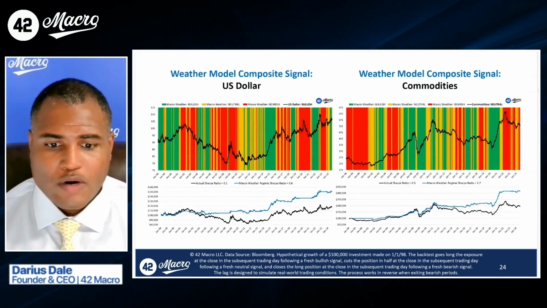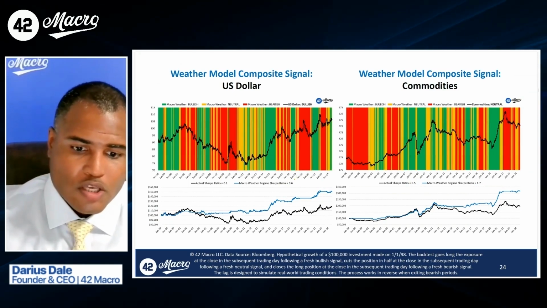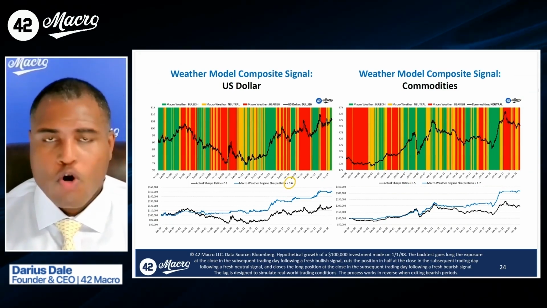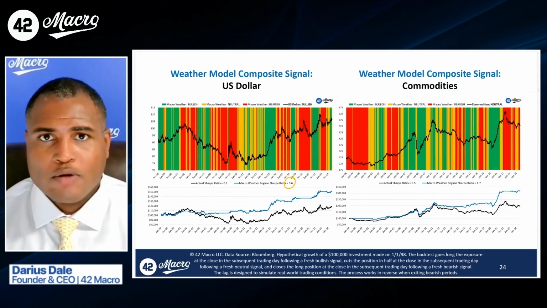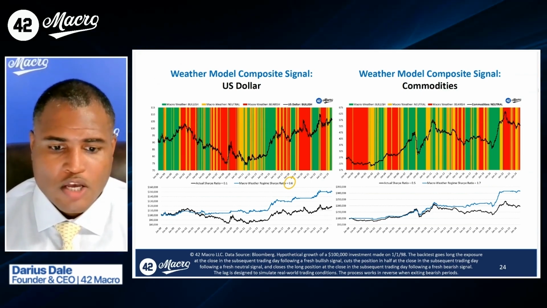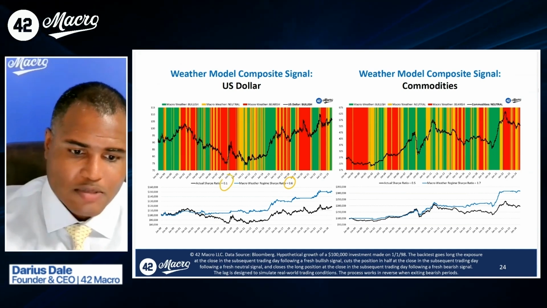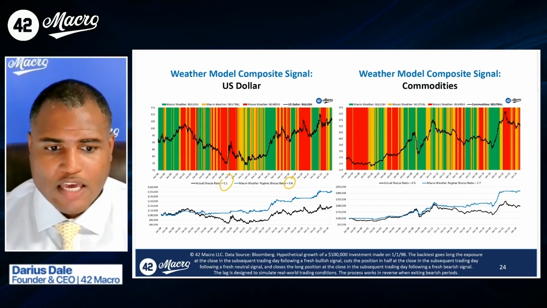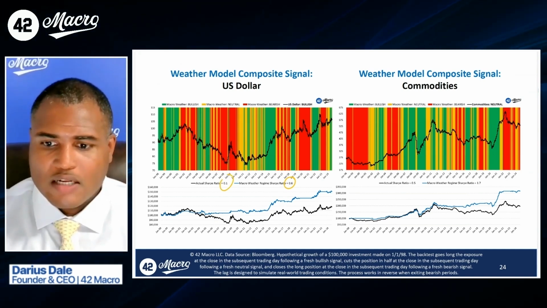In terms of the US dollar, the Sharpe ratio of using this macro weather model, incorporating all the key macro cycles that matter in the financial economy side and the real economy side into these actionable signals, you'd have a Sharpe ratio that's 6 times what you would experience just being naked long the US dollar throughout the duration of that sample backtest.